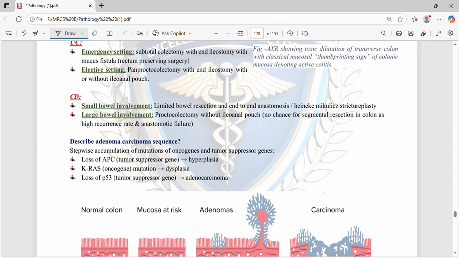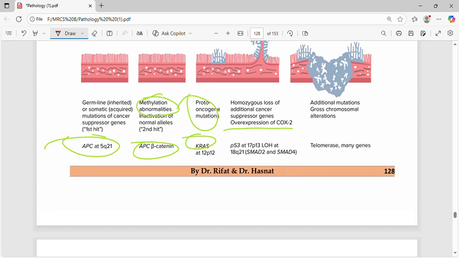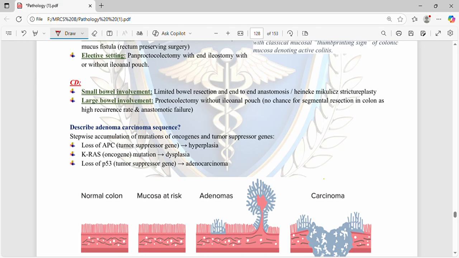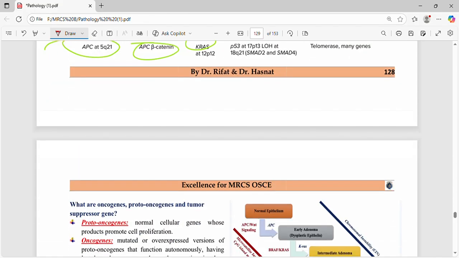Describe the adenoma carcinoma sequence. So it is a stepwise accumulation of mutations of oncogenes and tumor suppressor genes. So loss of APC, a tumor suppressor gene, will cause hyperplasia, and then we have KRAS mutation, which will cause dysplasia, and a loss of P53 tumor suppressor gene will cause adenocarcinoma. So these are the genes, APC, KRAS, and P53. We will study these individual genes onward.